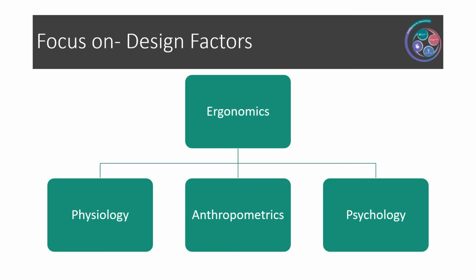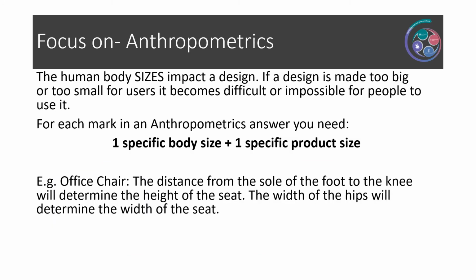The next design factor I want to look at is ergonomics. Ergonomics can be split into 3 areas. These are physiology, anthropometrics, and psychology. Let's start by looking at anthropometrics because this is the one you're probably most familiar with.